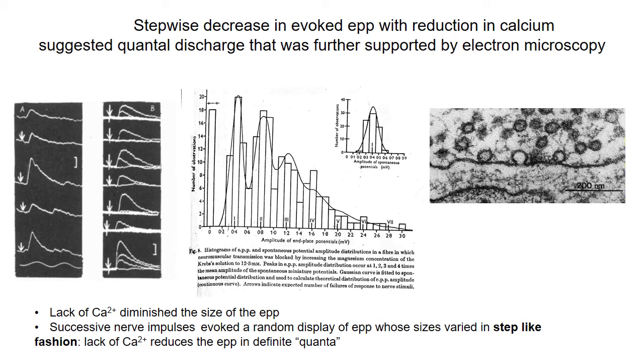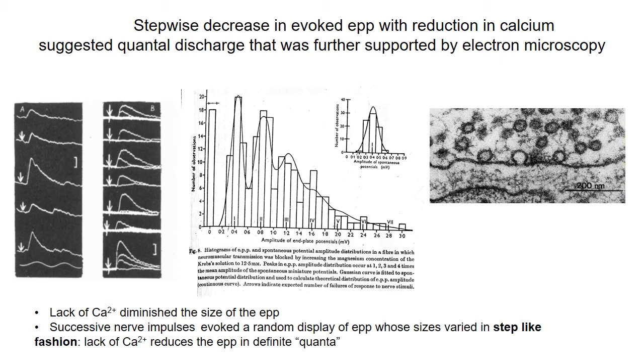Now, Katz and his colleagues provided the key insight into this question with the experiments that we looked at before, in which they decreased the extracellular calcium and showed these stepwise changes in the EPP. This led them to suggest that transmitters are released in discrete amounts that they called quanta. So each of these successive peaks would be more quanta released.